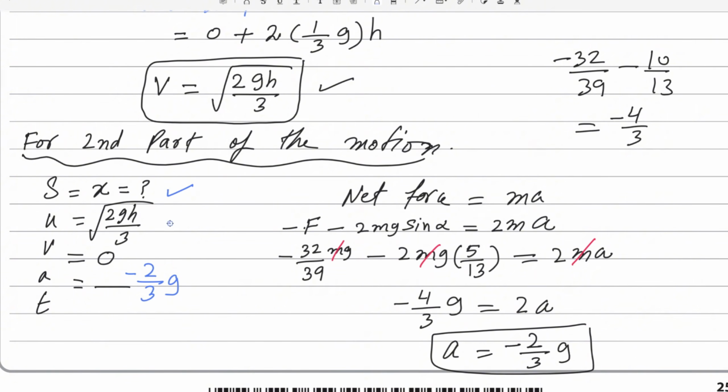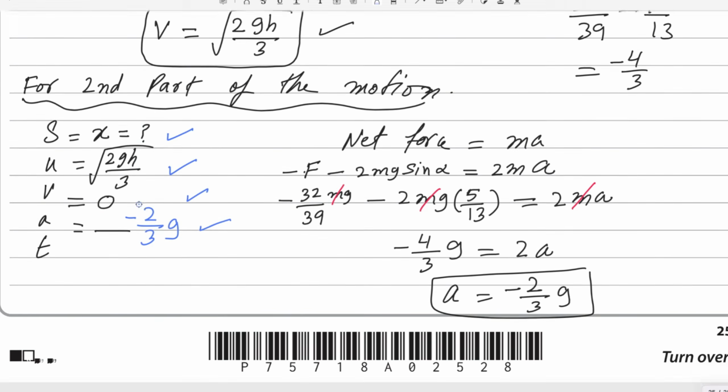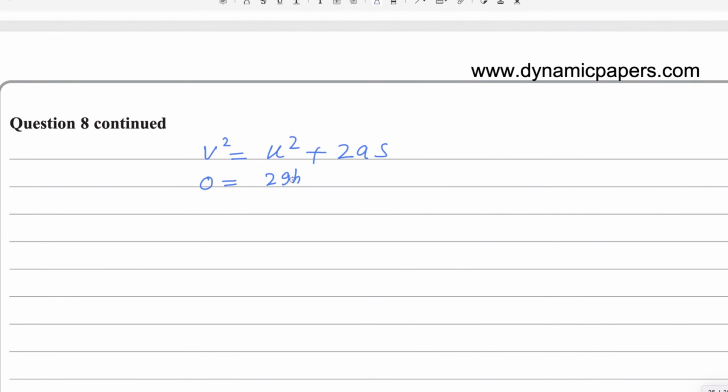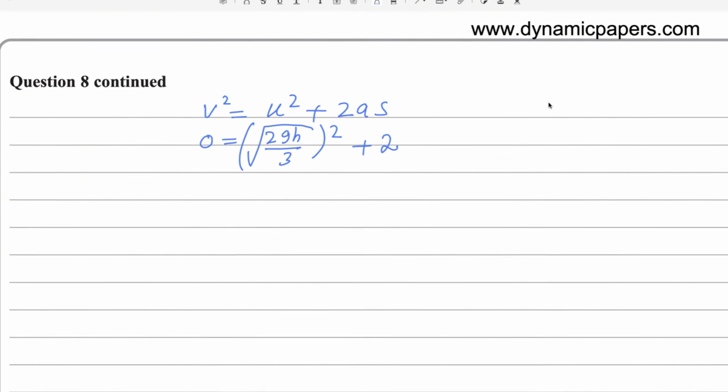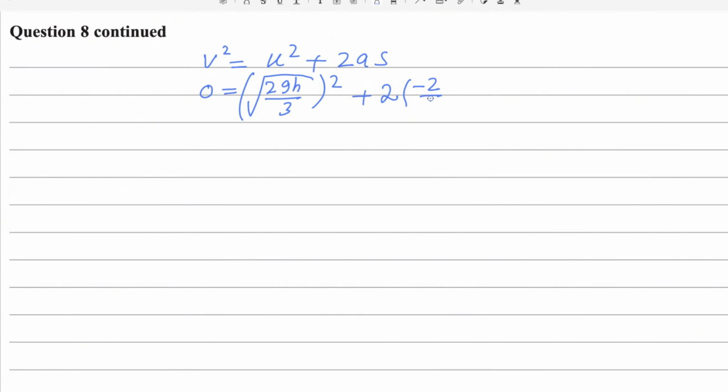Now you can apply the equation of motion because these things are known now. The equation of motion is v squared equals u squared plus 2as. Here you will plug in the values. You know the final speed is 0. The initial speed is the square root of 2gh over 3, and because it is a square here, you will keep the square. Plus 2 into the deceleration, that is minus 2 over 3 g, and the distance traveled for this part of the motion is x. This value is negative, so you can move it to the left side, so it will be positive 4 over 3 gx.